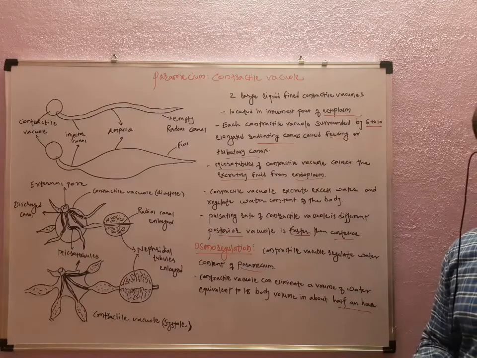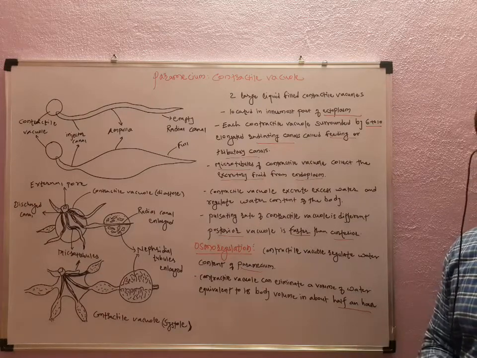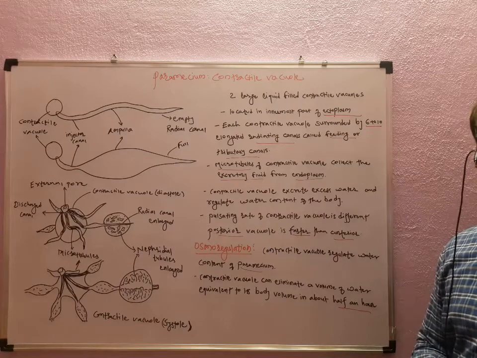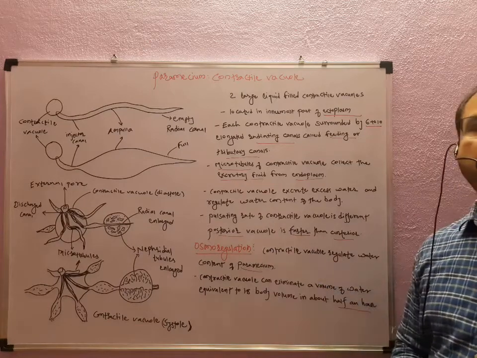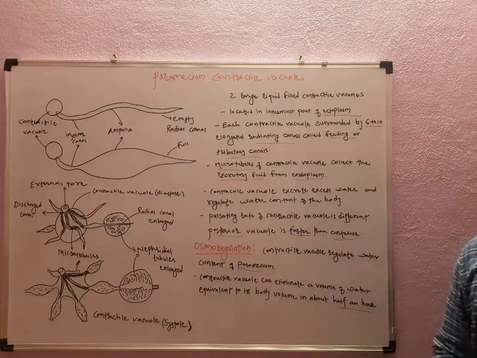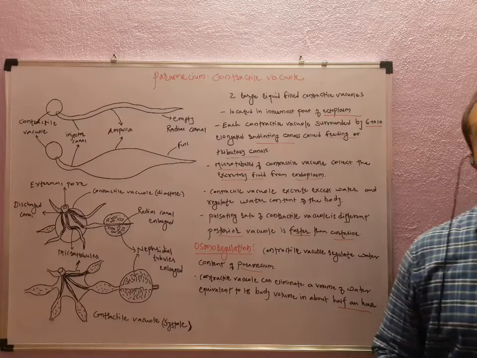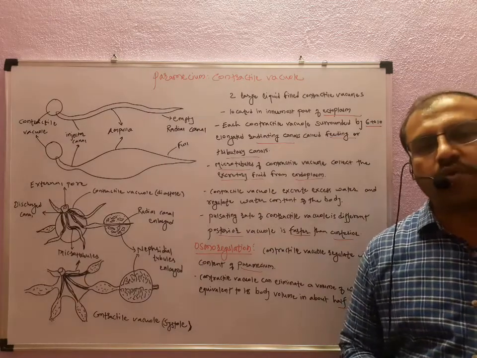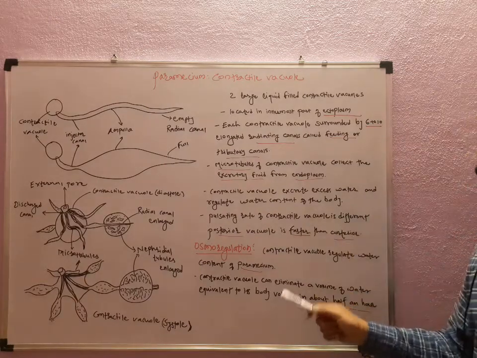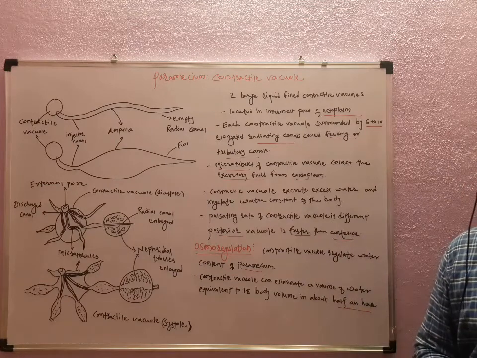So the contractile vacuole not only helps in excretion but also helps in osmoregulation. They perform these two important functions, excretion as well as osmoregulation. So this is all about the contractile vacuole in paramecium.